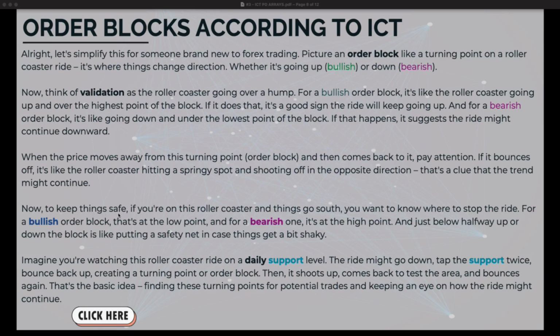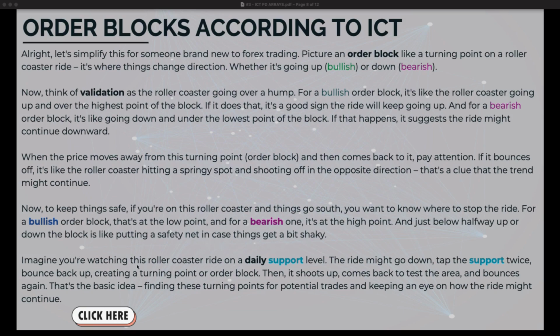Now, to keep things safe, if you're on this roller coaster and things go south, you'll want to know where to stop the ride. For a bullish order block, that's at the lowest point, and for a bearish one, it's at the highest point. And just below halfway up or down the block, it's like putting a safety net in case things get a bit shaky.